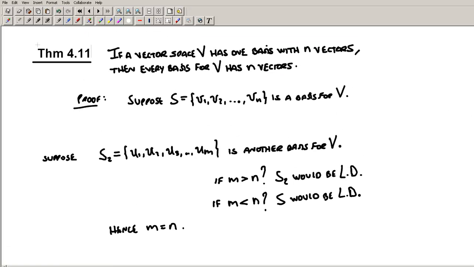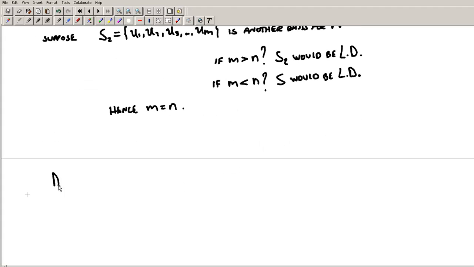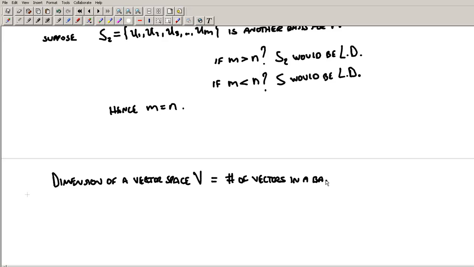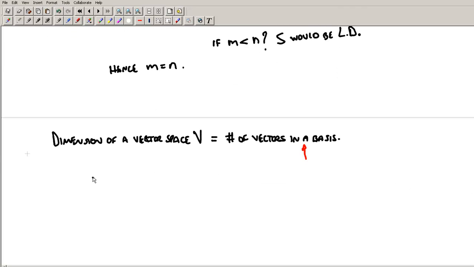So this would help us define the dimension of a vector space. The dimension of a vector space is the number of vectors in a basis. See, it's okay to put the word "a" here, because you may say, okay, well, I can have many different bases. Yes, that's true. You can have many different bases, but it turns out that all of them need to have the same number of vectors. So this doesn't break the definition. So the definition is in fact well defined.